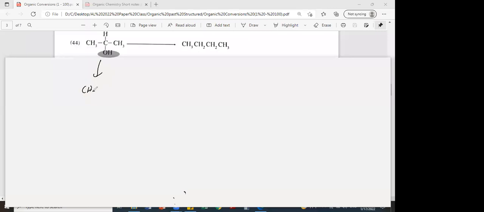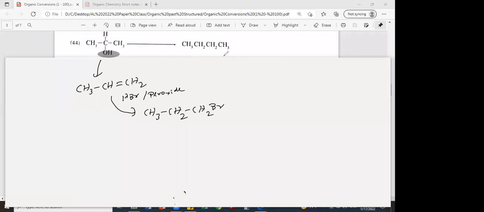So you get here CH3, CH, double bond CH2. So you have to put HBr in the peroxide medium, otherwise you are in trouble. CH3, CH2, CH2Br. Here HBr in peroxide medium, H2O2. Then now you have to convert Br into CH3. How to do this? Can you propose a method? Yes? Magnesium, bromide, CH3Cl, okay, correct, Vinhara.